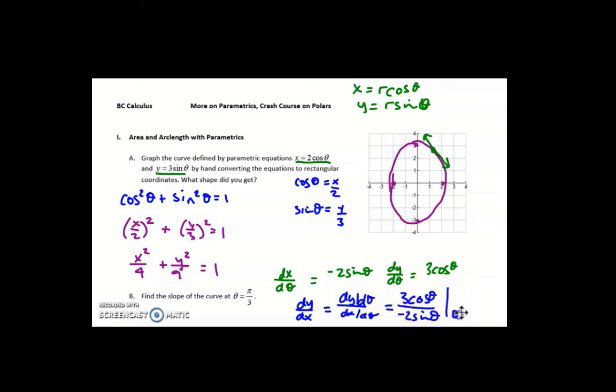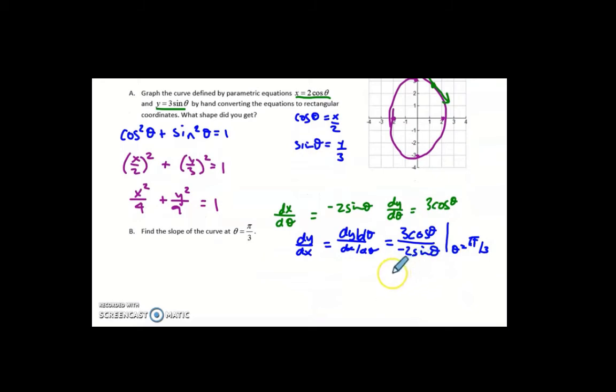Now we need to evaluate that such that theta equals pi over 3. So you do need to remember your unit circle values. We know that cosine of pi over 3 is 1/2.